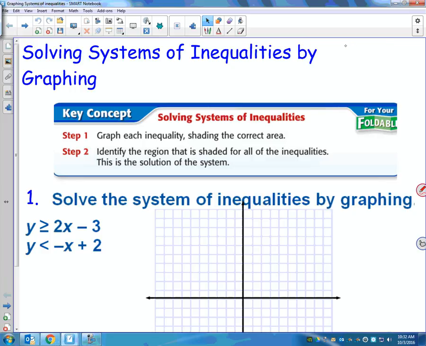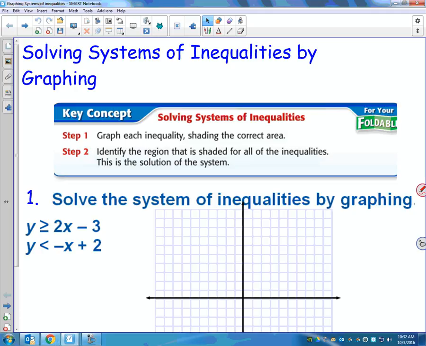What's different about an inequality from an equation? You have to shade. What else can be different? You might have a dotted line or a solid line. So we graphed inequalities in the last chapter, and you had to remember dotted line or solid line, and you have to shade.